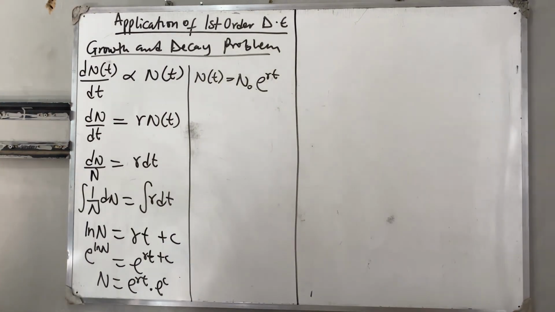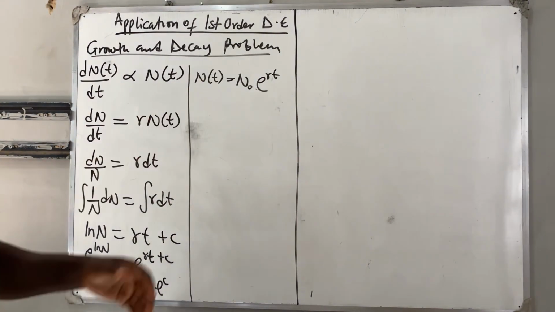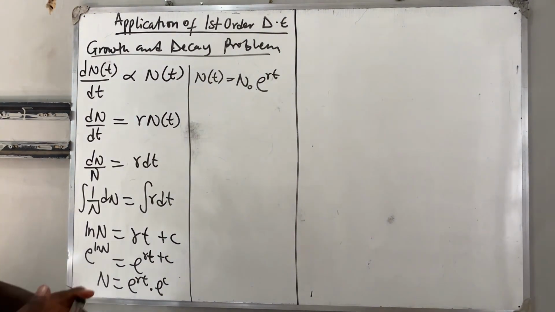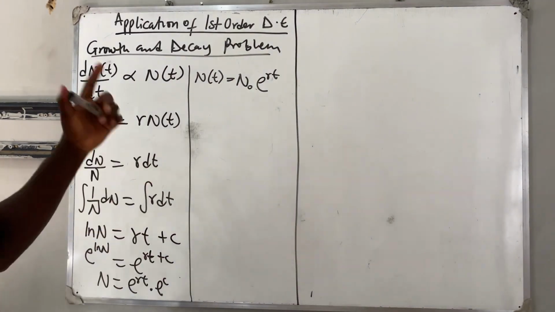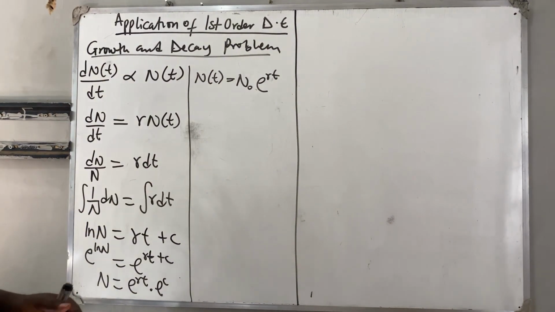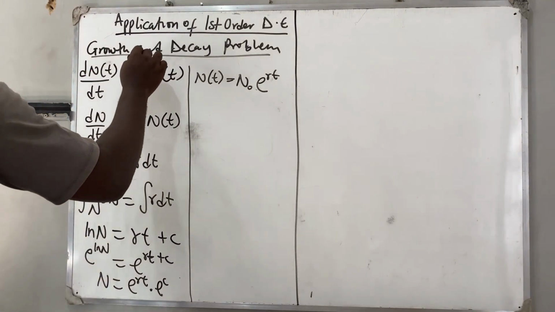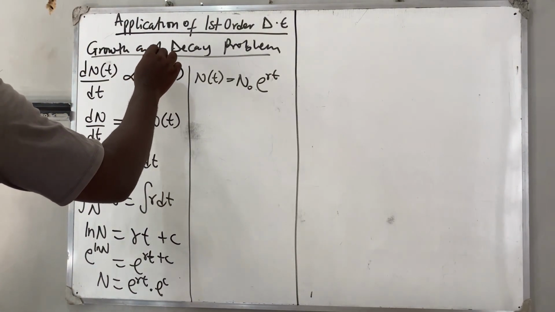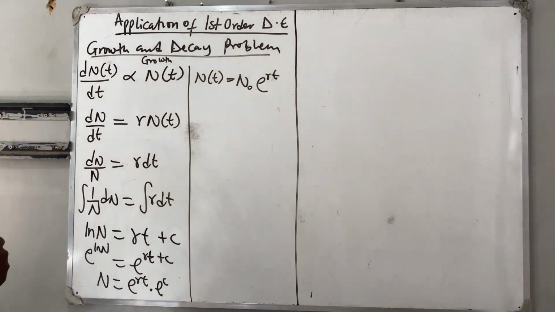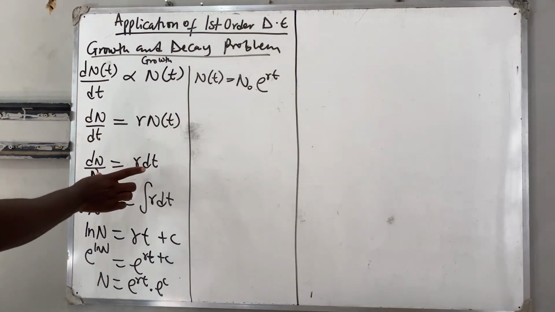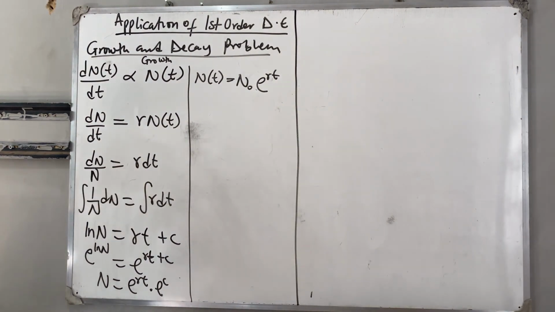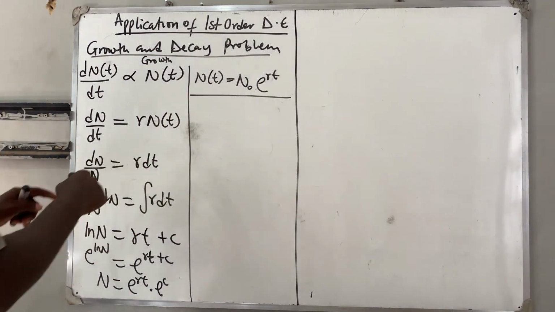Now, this is the formula to calculate the current population of any organism or anything at all. This is the formula to calculate when it is growing. Remember that the first one I derived is for growth. Okay, this is for growth.